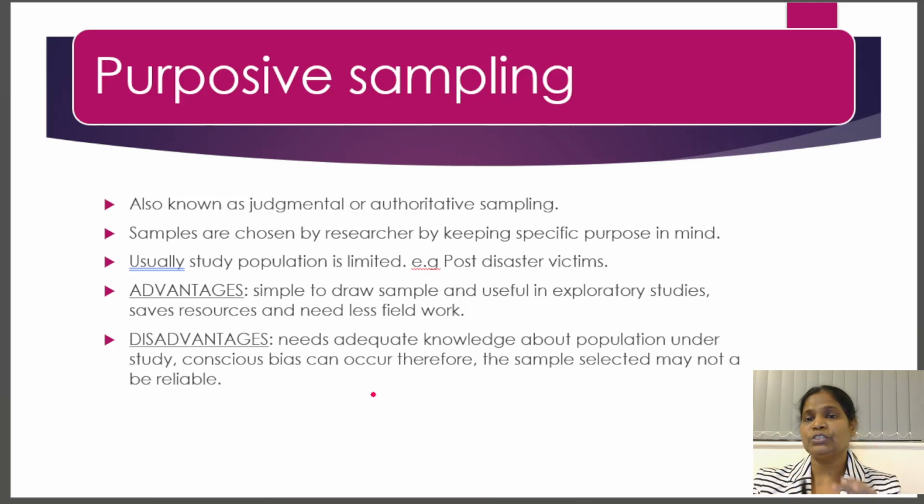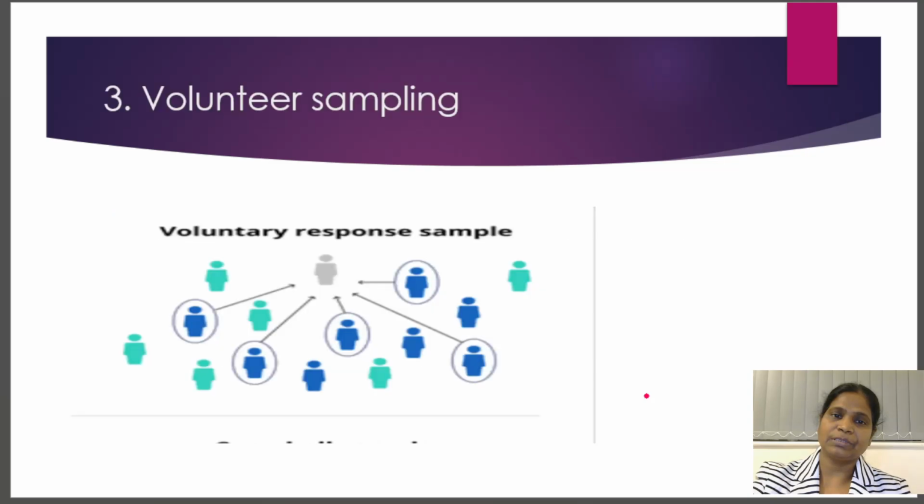The researcher needs to have a proper understanding of the population, how they will be, where he can get access to that population. All of this needs to be known ahead of time, before you approach the sample. The sample selected may not be reliable sometimes.